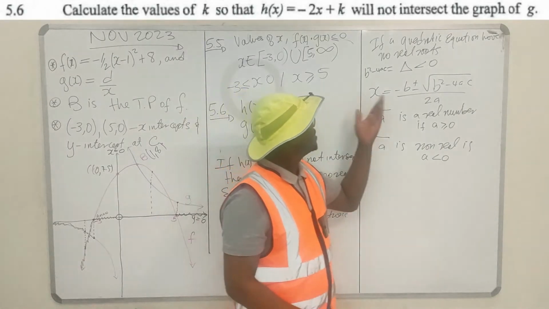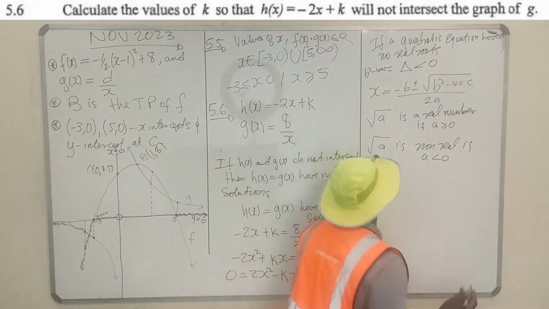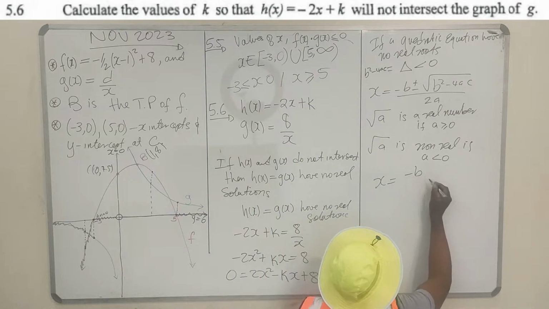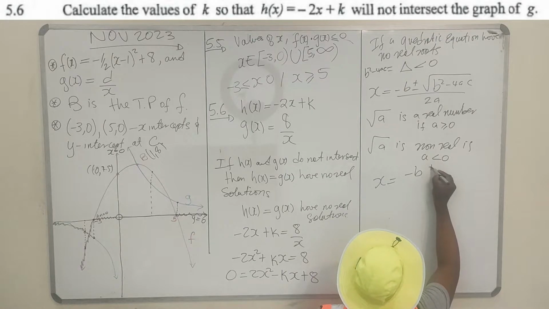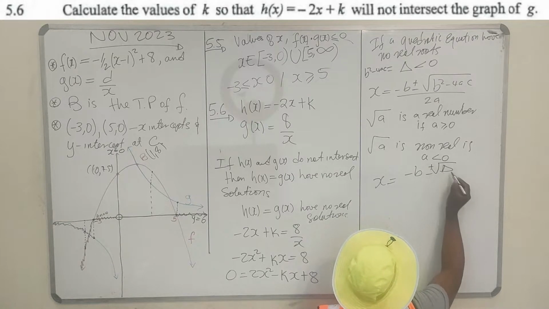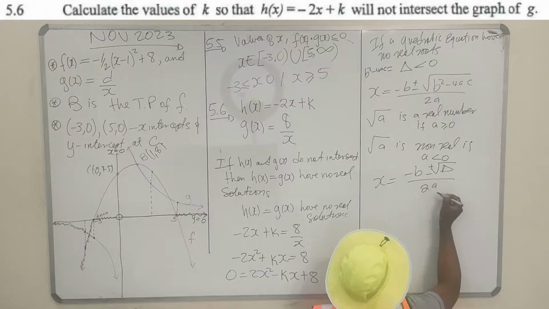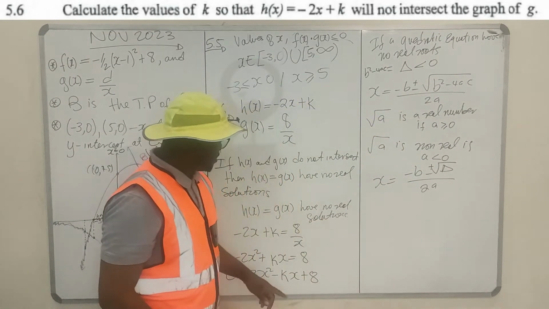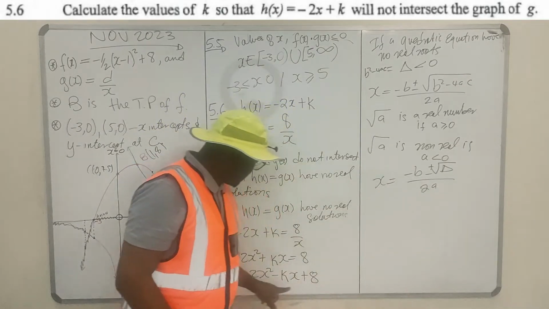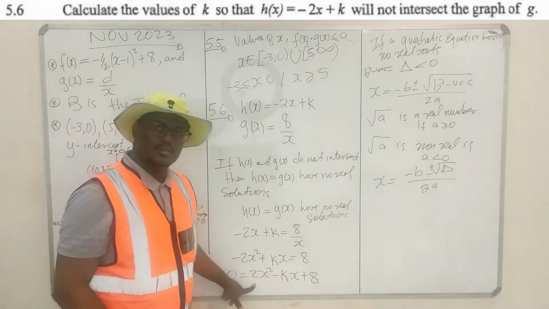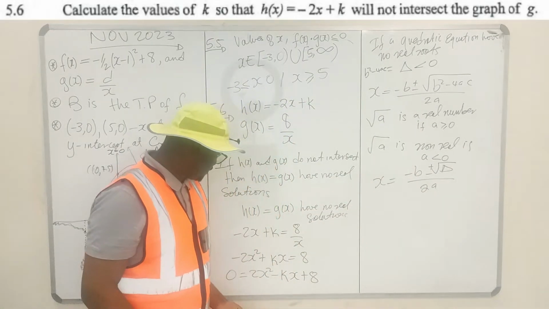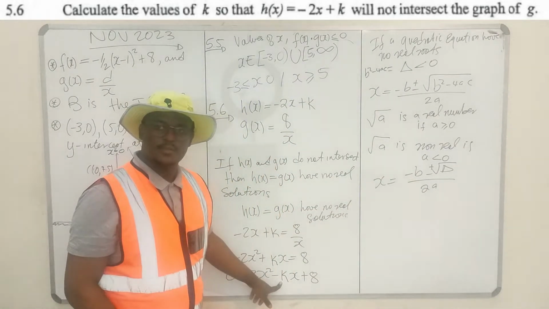So now, coming back to this. Your formula in simple terms is x is equal to negative b plus or minus the square root of the discriminant, all over 2a. Do you understand? For this, you know that your a there is 2, so you won't have a problem. And your b is negative k.